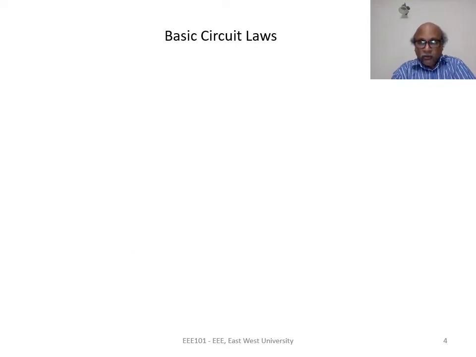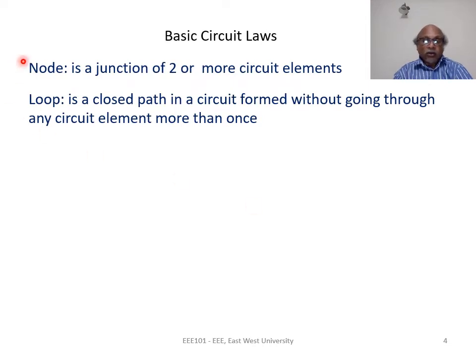Next, we go to KCL and KVL. But before we start discussing KCL and KVL, I will introduce 2 terms which are necessary to understand these laws. The 2 terms that I will discuss now are node and loop. What is a node? A node is a junction of two or more circuit elements. What is a loop? Loop is a closed path in a circuit formed without going through any circuit element more than once.